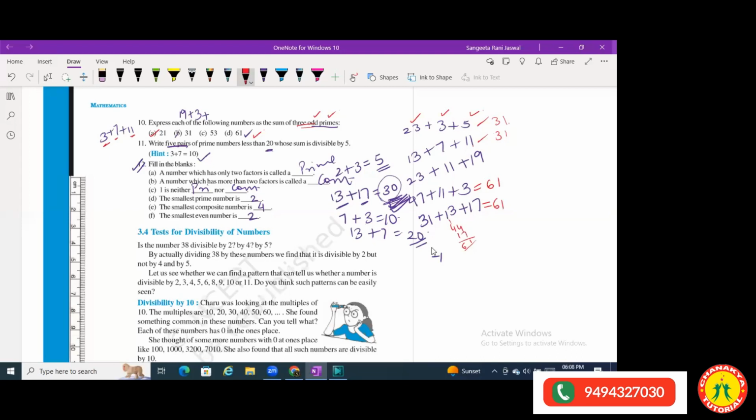So this is 23 plus 11 is 34. 34 plus 19 is how much? 53. So this is the combination for 53. In the same way, you can find out different combinations.